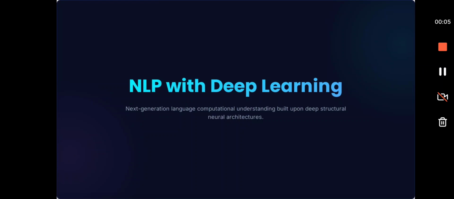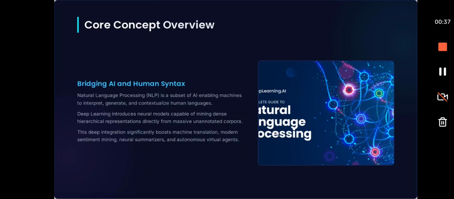NLP stands for natural language processing, a branch of artificial intelligence that enables computers to understand, interpret and generate human language. When we combine it with deep learning, NLP becomes more powerful and capable of handling complex language-related tasks with accuracy. In this presentation I will explain the concept of NLP and deep learning, its working process, major applications, advantages and challenges. Now let us begin by understanding the core concept behind NLP with deep learning.